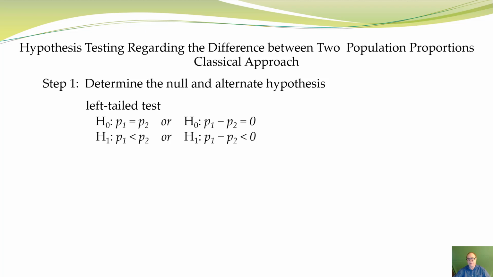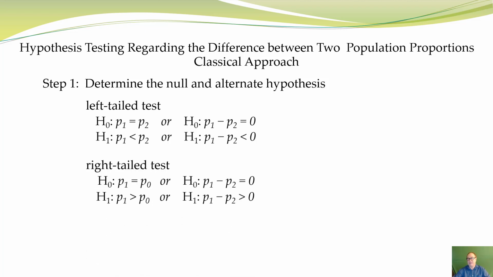Now the alternate hypothesis here, if it's a left-tailed test, that's going to be proportion 1 is less than proportion 2. Or, think about it, if proportion 1 is less than proportion 2, what about proportion 1 minus proportion 2? Won't that give you a negative number, which is less than 0? So, on the left is what is traditionally used for the null and alternate hypothesis. On the right is an alternate form, which is actually used in StatCrunch. That's why we're showing you the alternate.